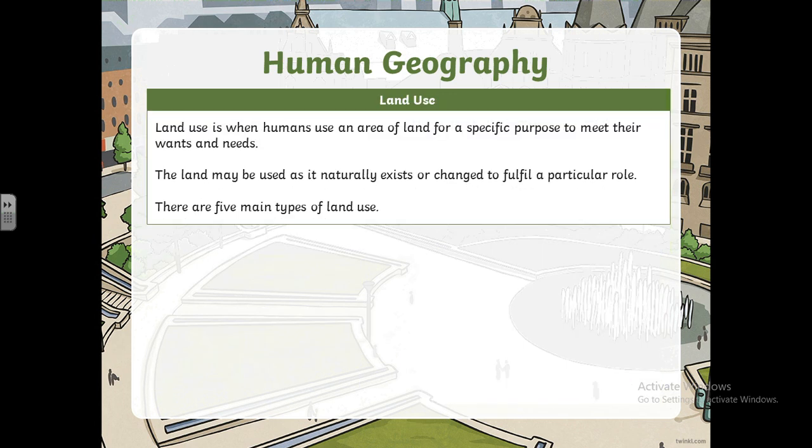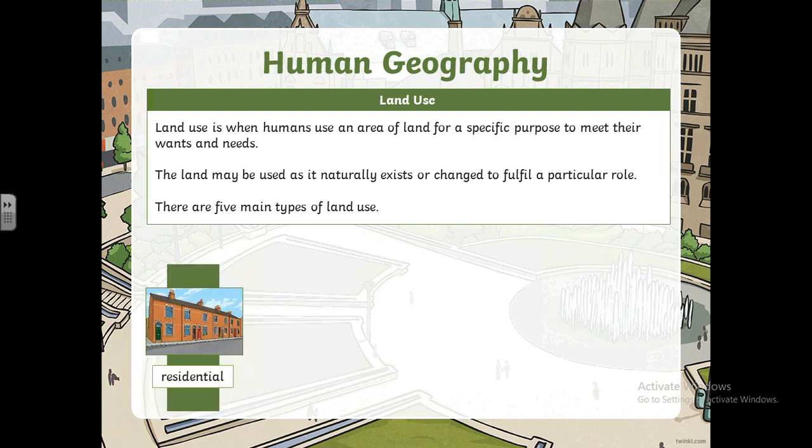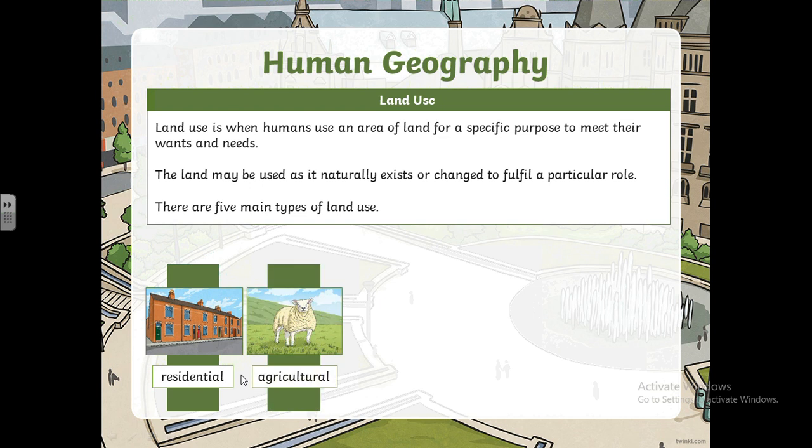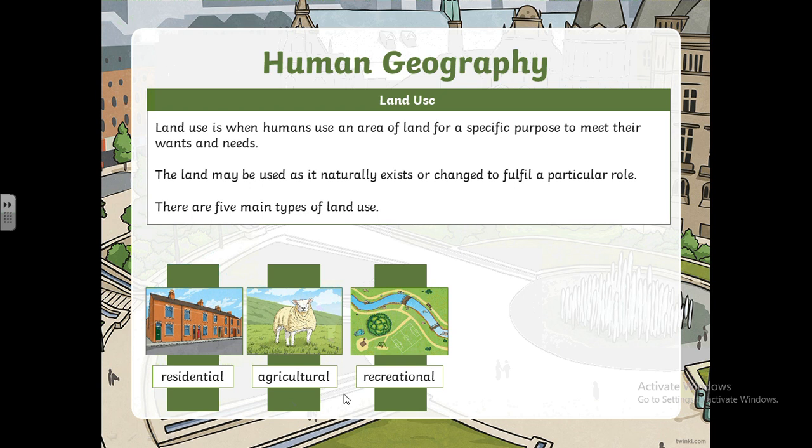Land use. So land use is when humans use an area of land for a specific purpose to meet their wants and needs. The land may be used as it naturally exists or changed to fulfill a particular role. So the land that's already there might be built upon, might be altered in order to fulfill what is needed. So we've got residential land use. That's basically where we live, where we reside. So using land to build for houses. We might use land for agricultural purposes, which is all to do with farming. So whether we're farming animals or whether we're farming crops. Recreational, so things like parks and sports halls and all the sort of fun stuff that we like to do.